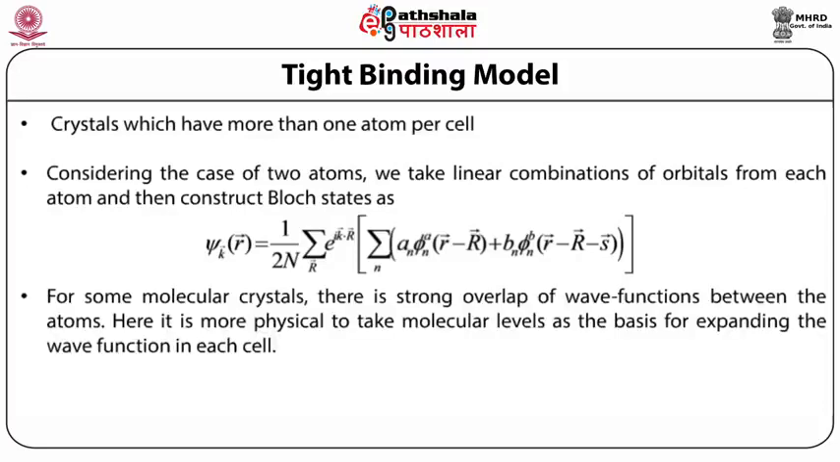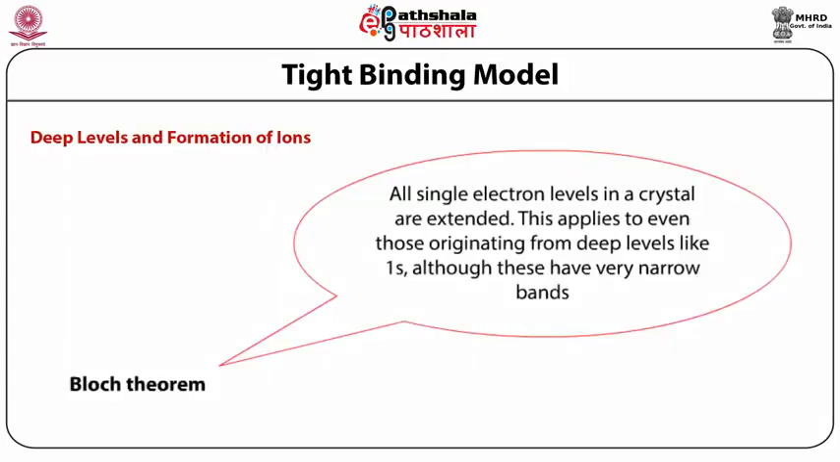For some molecular crystals, there is a strong overlap of wave functions between the atoms. Here it is more physical to take molecular levels as the basis for expanding the wave function in each cell. For other compounds, the wave function overlaps between constituents change considerably in solids. For them, it is more appropriate to choose a few orbitals from each atom judiciously and use the wave function of the above form.